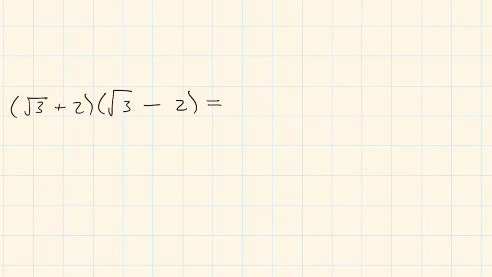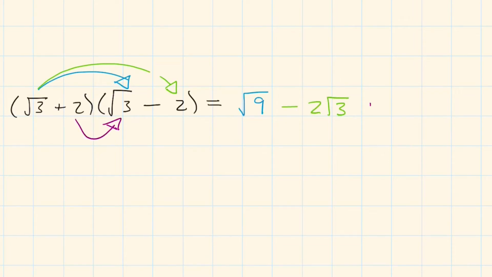The point of the first couple of examples is to see what happens when we multiply conjugates. So we're looking for patterns here. All right, let's do this. I'm going to start with root 3 times root 3, which I know is just 3, but I'm going to write this as root 9. Root 3 times negative 2 is minus 2 root 3. Positive 2 times root 3 is plus 2 root 3. Positive 2 times negative 2 is minus 4 on the end.